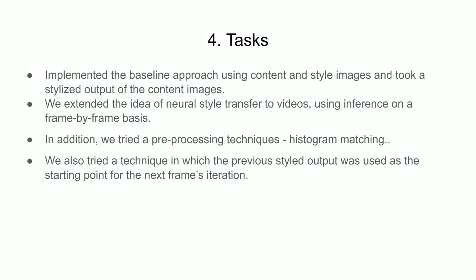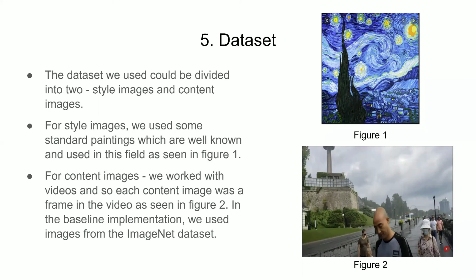Here is the list of experiments we performed over the course of this semester. First, we implemented the baseline paper, where the authors performed neural style transfer on images. Second, we extended the idea to videos, doing frame by frame inference. We also tried a pre-processing technique, histogram matching. Lastly, we experimented with initialization, where we used previous styled images as the starting point for the next frame's iteration. As for the data set, for the baseline implementation, we needed a style image and content image.